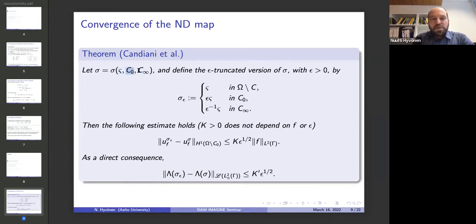and two inclusions, one ideally conducting and one ideally insulating, then you can define this kind of epsilon-truncated version of sigma, where in the exterior of the inclusions you have the background conductivity, and in the inclusions you scale the background conductivity that is defined everywhere inside the object by epsilon or epsilon to the power -1. And now, of course, this goes to 0. When epsilon goes to 0, this goes to infinity.